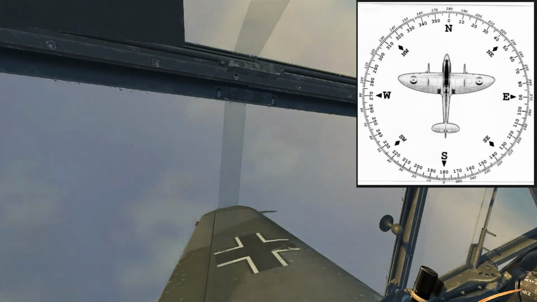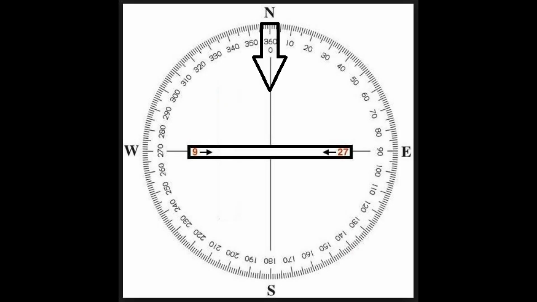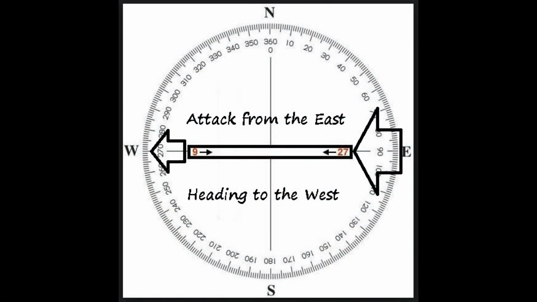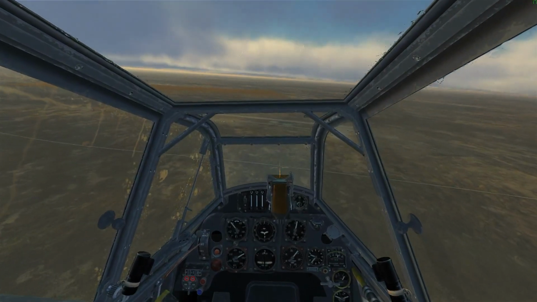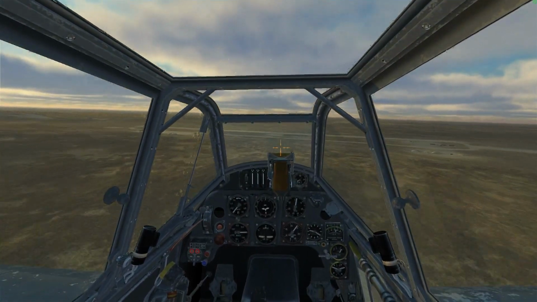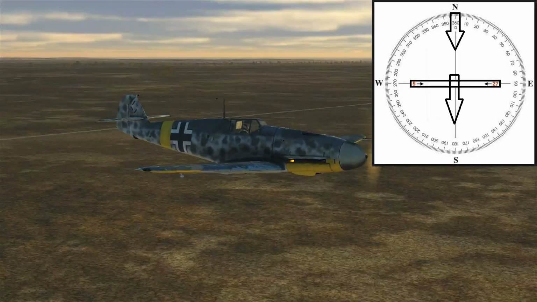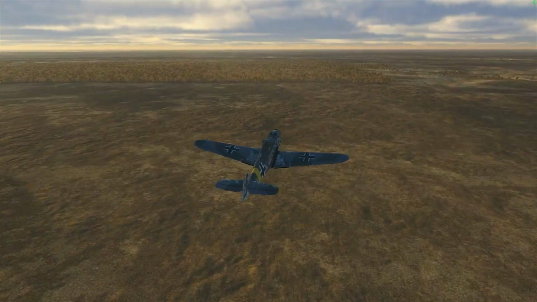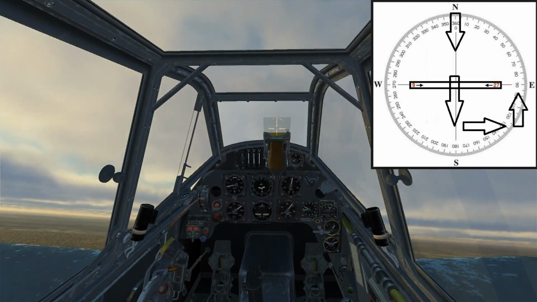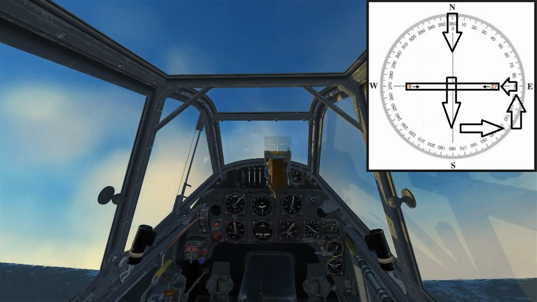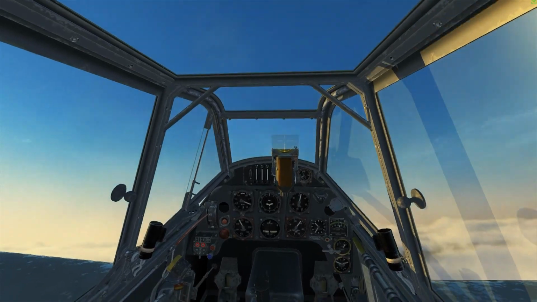Visualize yourself as flying in this aircraft within the compass ring, and we'll be approaching this target from the north. So the plan is to attack from the east on a heading of 270, which is to the west. And to put us in the right position for the attack, we need to do 3 consecutive 90-degree turns to the left. The first turn is left to east or 090. The second turn will be to the north or 360, and the third and final turn to 270 or west should put us in exactly the right position.